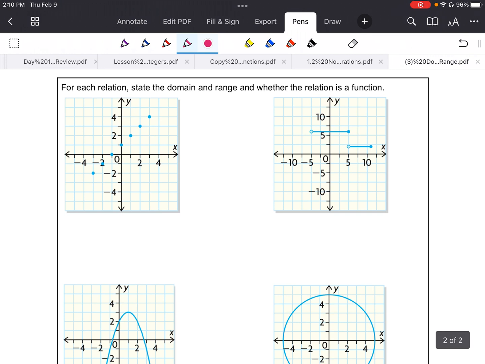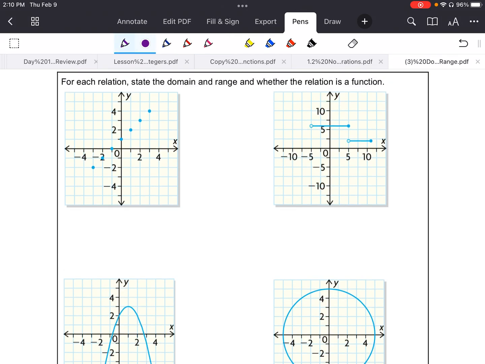Moving on. For each relation, state the domain and range and whether the relation is a function. We kind of touched on this on Wednesday. You guys had a practice question about domain and range. And I explained to the class, when you have specific points like this, you just have to list the points. There's no decimal, there's no fraction, there's nothing. Just the actual points.